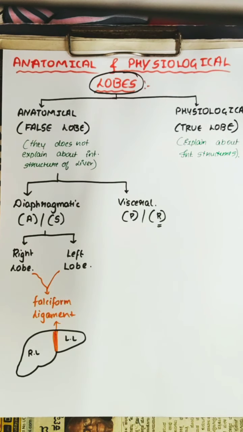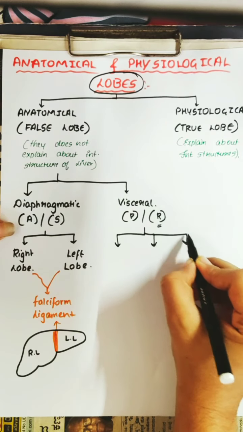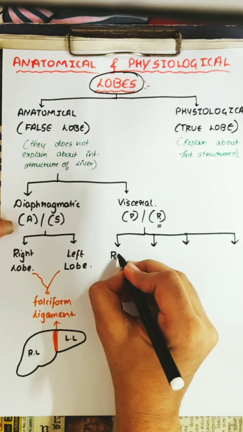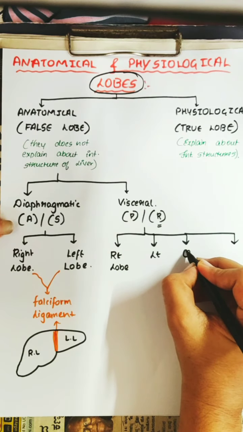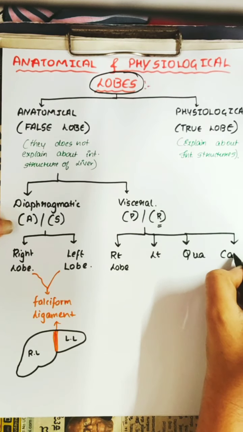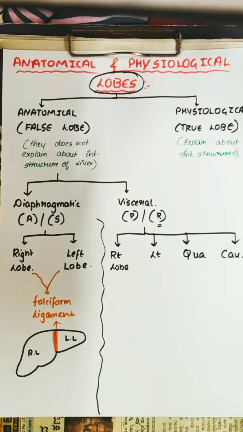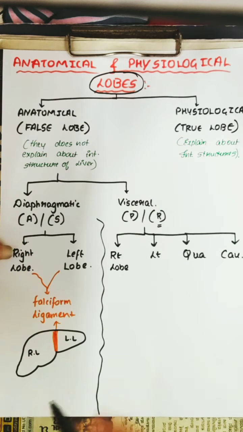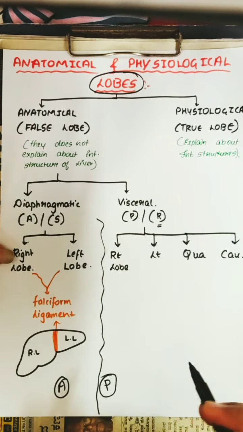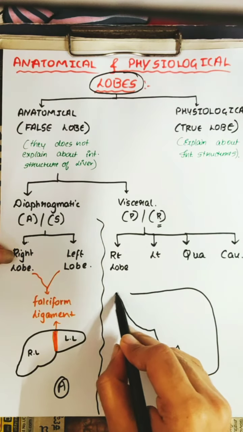Now we'll speak about the visceral surface of the liver. Visceral surface is of four types: right lobe, left lobe, caudate lobe as well as quadrate lobe. If this is the anterior view, remember this is anterior view and this is the posterior view. So we'll draw the posterior diagrammatic representation of the liver.